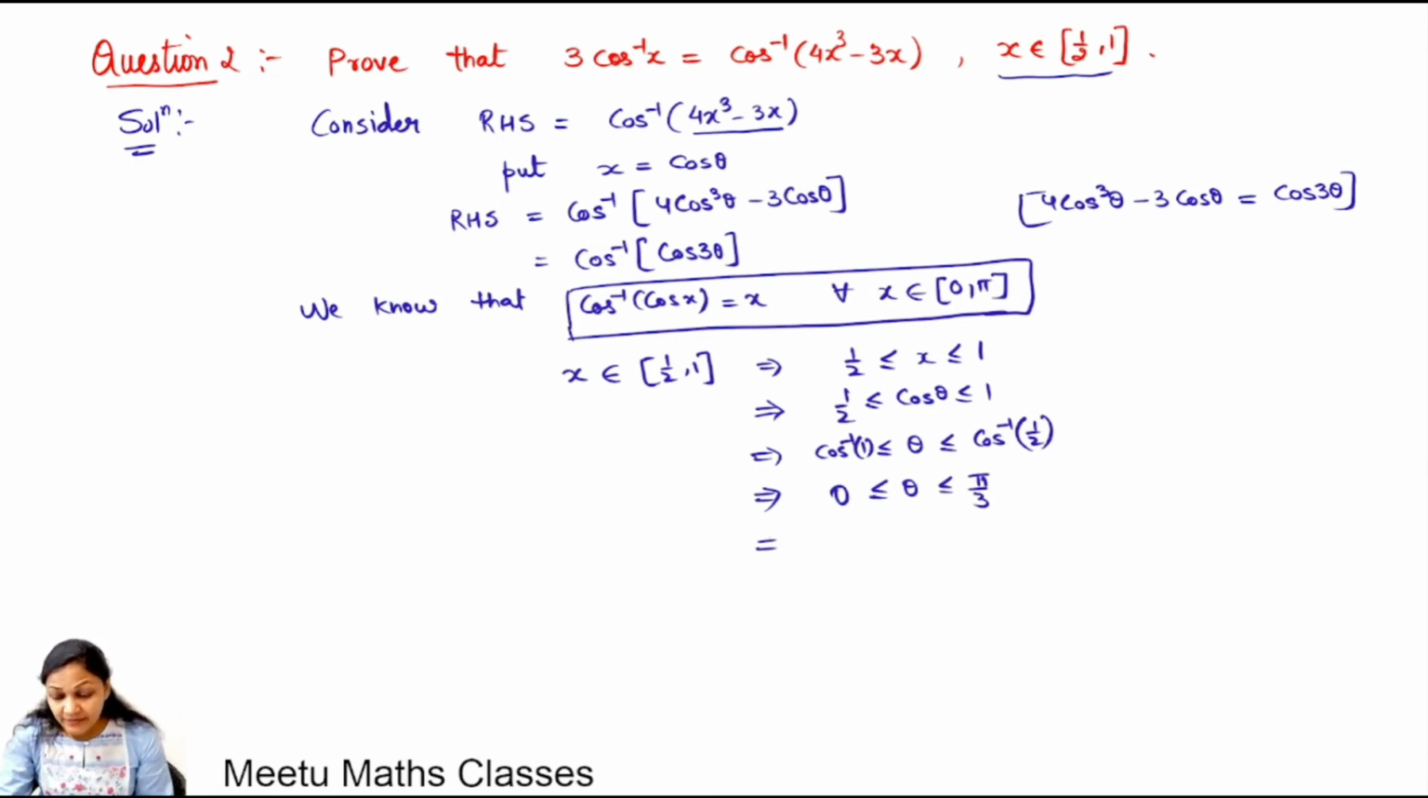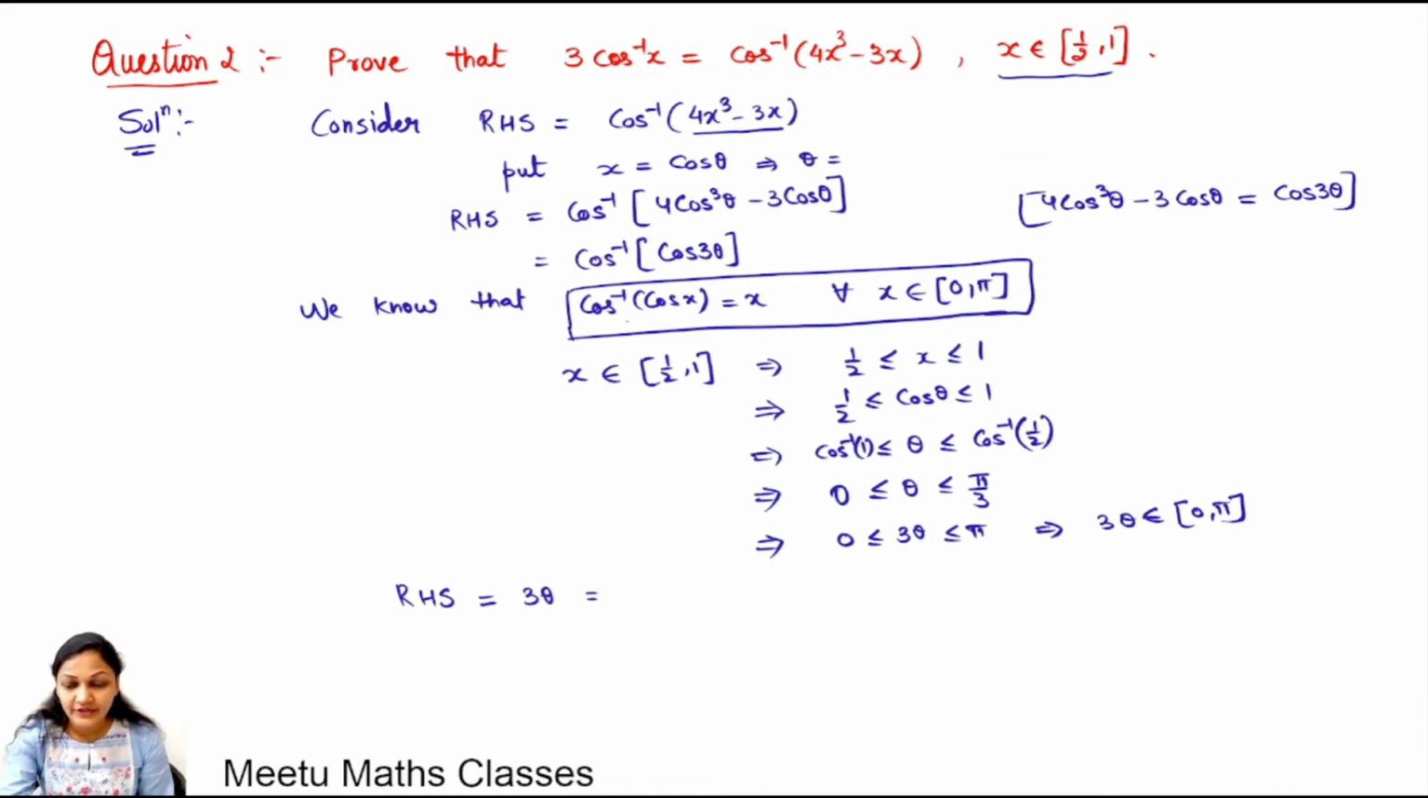Now if we multiply with 3, then 3 theta must lie between 0 to pi. So we know that 3 theta belongs to the closed interval 0 to pi. So using this formula, we can write our right hand side as 3 theta. Okay, and we can replace theta with cos inverse of x. So this can be written as 3 into cos inverse of x, and that is your left hand side. Hence proved.